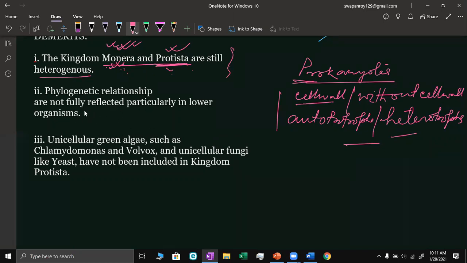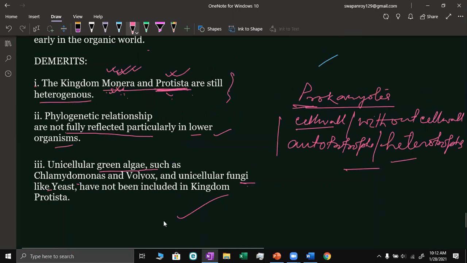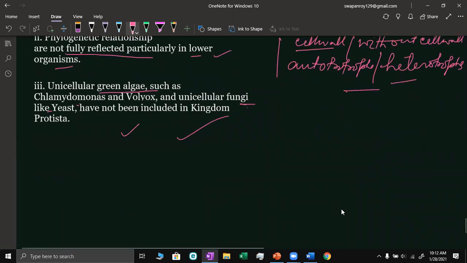Phylogenetic relationship is not fully reflected, particularly in lower organisms. Though it has been tried, it is not fully phylogenetic. Some unicellular algae, particularly Chlamydomonas, Volvox, and unicellular fungi like yeast, have been kept along with the multicellular organisms. So these are some of the things related to the classification of organisms.